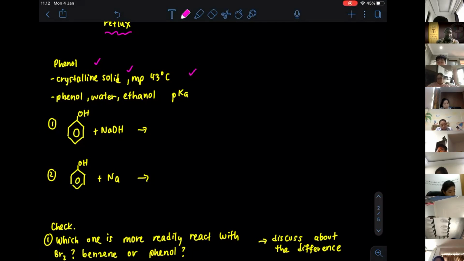Now for phenol, what we need to understand is the pKa, which one is more acidic. For example, phenol, water, and ethanol. Which one is more acidic?